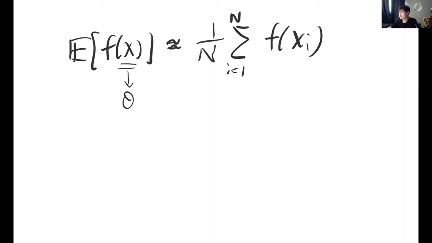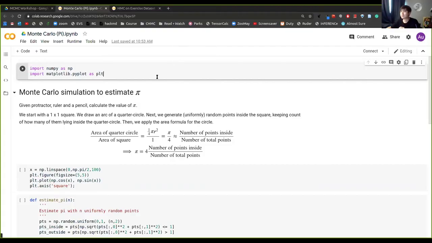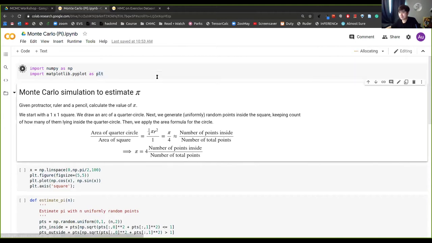This one you don't have to write, it's just to show you. Okay, so everyone can see this. This is a very standard problem where the question is, given a protractor, ruler, and pencil, calculate the value of pi. So it sounds like one of those very strange things you might find in a puzzle book.